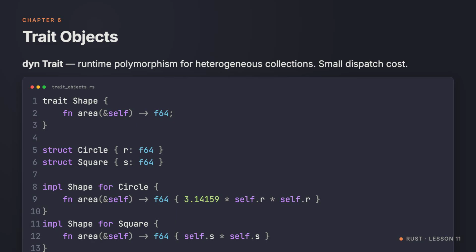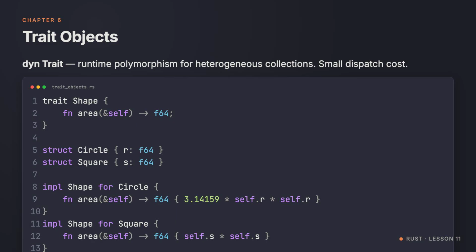The syntax is the keyword dyn followed by the trait name, typically wrapped in a Box or a reference. A Vec of Box dyn Shape holds shapes of possibly different concrete types, all accessed through the Shape trait. When you call a method on a trait object, Rust goes through a small virtual method table at runtime, what's called dynamic dispatch. This is the one place Rust does trade a little performance for flexibility. Each call costs one extra indirection.